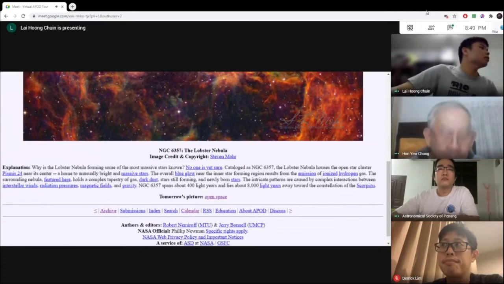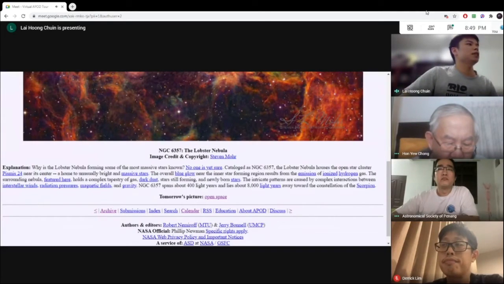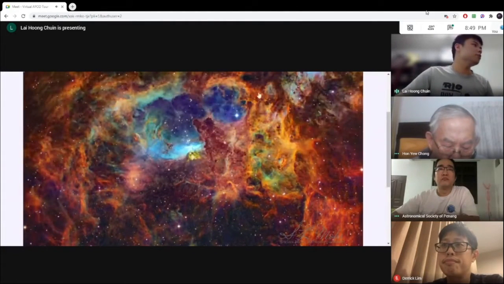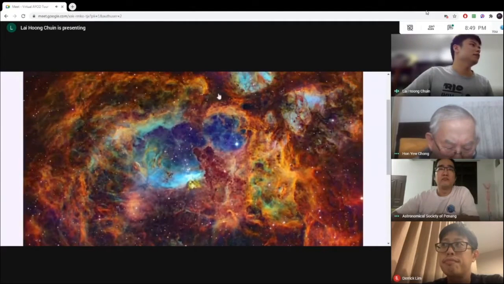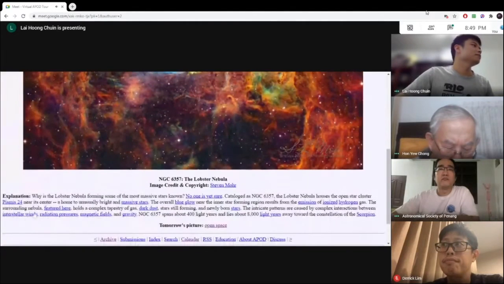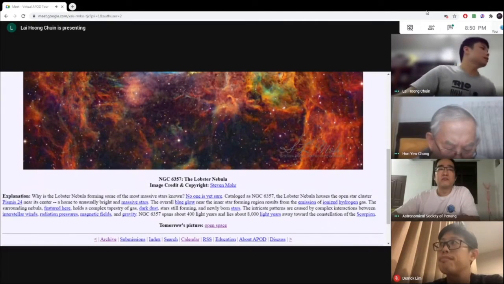It says the overall blue glow near the inner star-forming region results from the emission of ionized hydrogen. That means this blue region over here is actually emission from hydrogen ionization. And the surrounding nebula, all this surrounding area over here, holds a complex tapestry of gas, dark dust, stars still forming, and newly born stars.